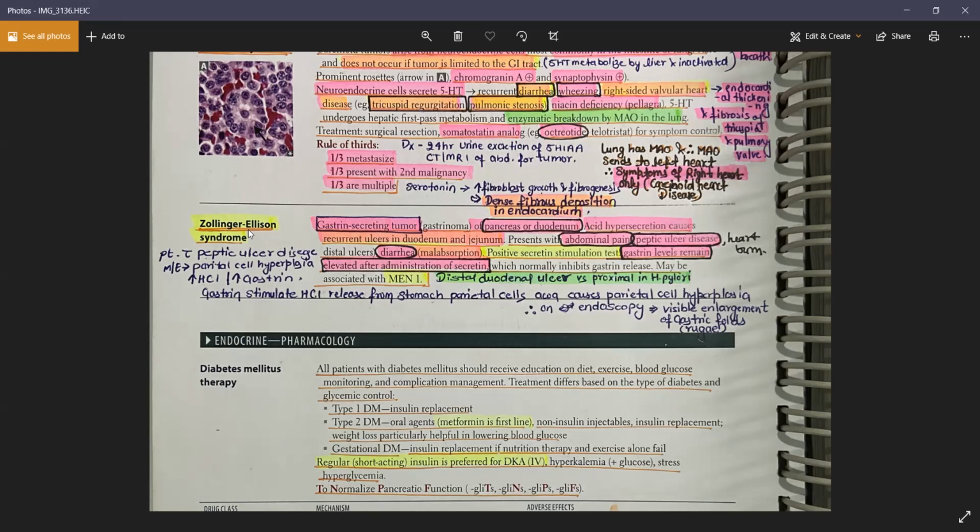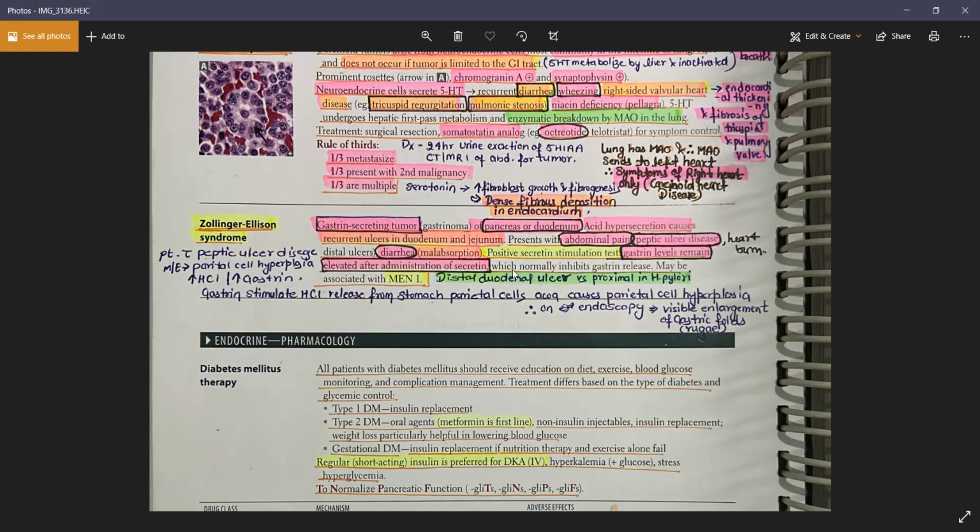Does anyone know the location of secretion of this gastrin? It is secreted by G cells at the antrum, right? And in any other location? This Zollinger-Ellison syndrome is a tumor of which organ? Stomach? No, it's the pancreas. So in this case, this gastrin will be released from the pancreas, not from the stomach.